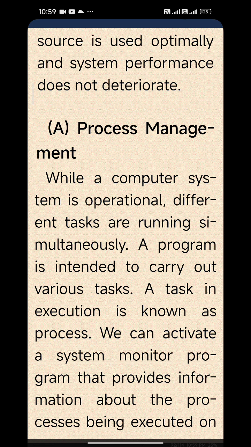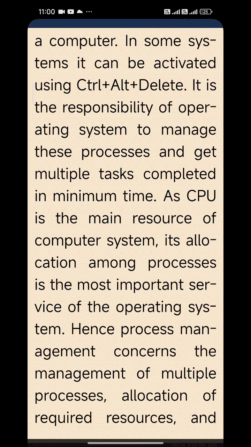A. Process management. While a computer system is operational, different tasks are running simultaneously. A program is intended to carry out various tasks. A task in execution is known as a process. We can activate a system monitor program that provides information about the processes being executed on a computer. In some systems, it can be activated using Ctrl Alt plus Delete.